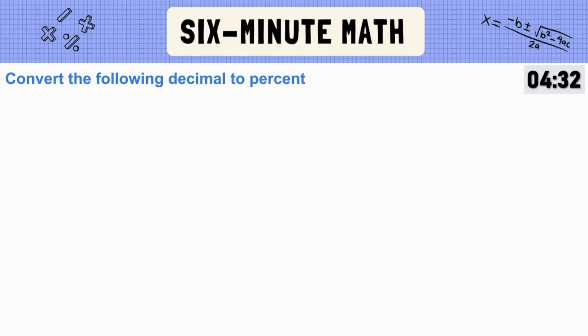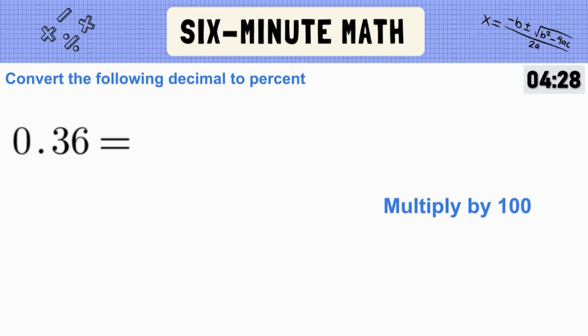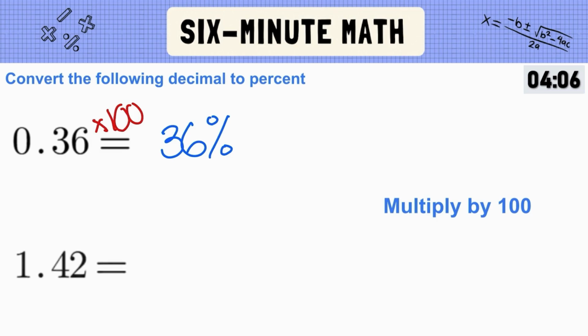We're going to convert some decimals to percent to start. How do I convert decimals to percent? I simply multiply by 100. 0.36 times 100 is 36%. Be very careful of putting that percent sign at the end, as it does differentiate between the number 36 and 36%, which is important. How about 1.42? Again, I'm going to multiply by 100 for 142%.